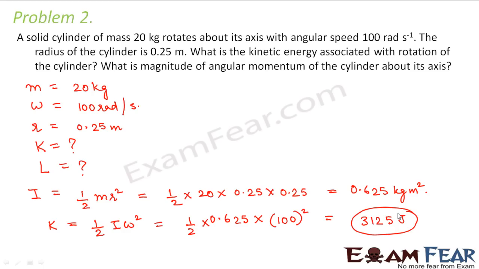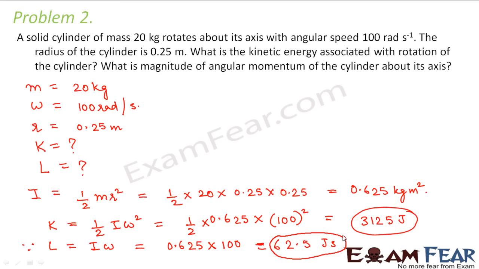Now we also need to calculate the magnitude of the angular momentum of the cylinder. We know the relationship between the angular momentum and the angular velocity, that is L is equal to I omega. So this becomes equal to 0.625 into 100 radians per second. This comes out to be 62.5 joule second. So this is the angular momentum of the cylinder about its axis.